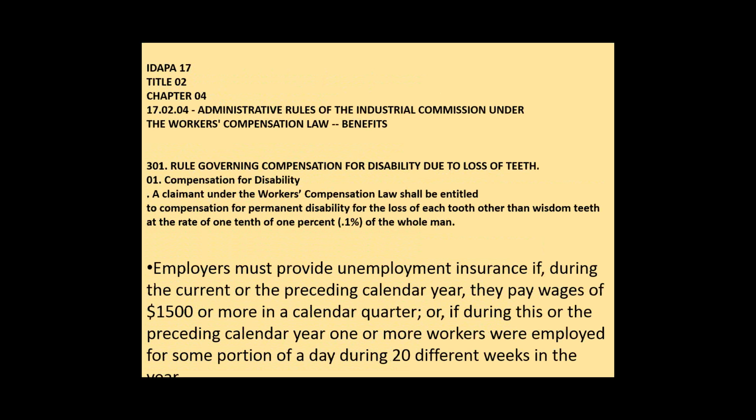And also unemployment insurance was another thing that I wanted to learn more about. I got this out of one of our readings, or off of a website, that said that if in the current or preceding calendar year you pay an employee $1,500 or more in a quarter, then you have to have unemployment insurance. Or if you have a worker that works some portion of a day, even if it's 1 hour in a day, during 20 different weeks in a year, you have to have that unemployment insurance.